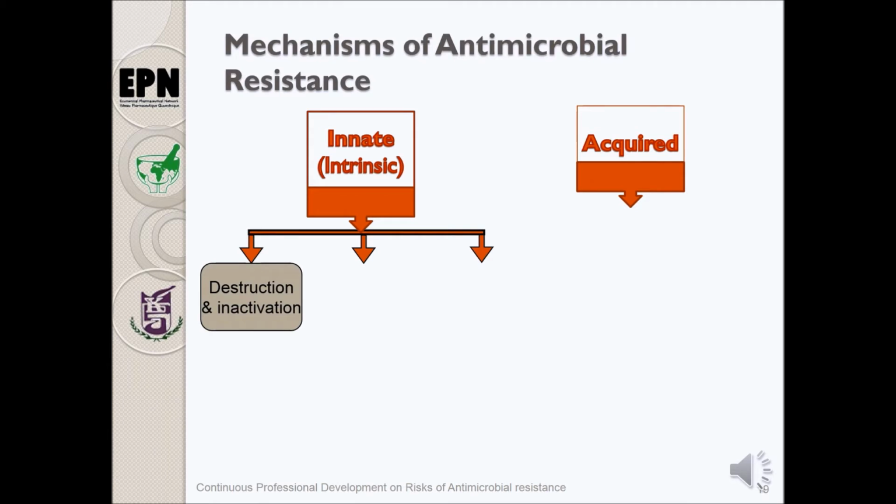In intrinsic or innate mechanism for antimicrobial resistance, the microorganism can either destroy or inactivate the antimicrobial agents. The microorganisms can also have efflux systems that will effectively pump out any antimicrobial agent that gets into their systems, or the microbes can undergo DNA mutation and ideally evade any targets that the drug could be utilizing to kill the microorganisms.